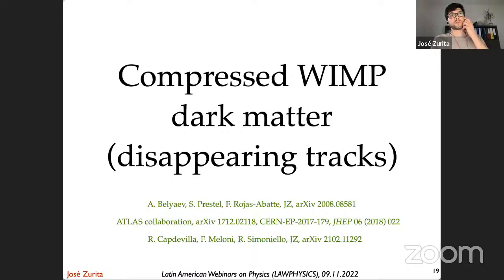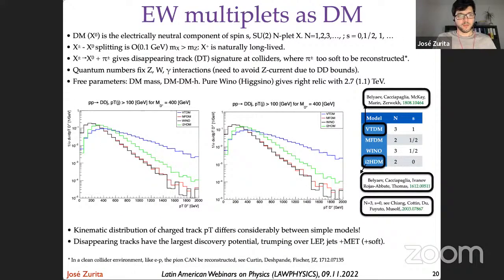So I'm going to start with the compressed WIMPs, which essentially manifest most of the disappearing tracks. And I'm going to tell you about these two Fino papers that I wrote, and also one ATLAS paper that we strongly exploit. So this is a lot of theoretical blah blah, but the idea is fairly simple.